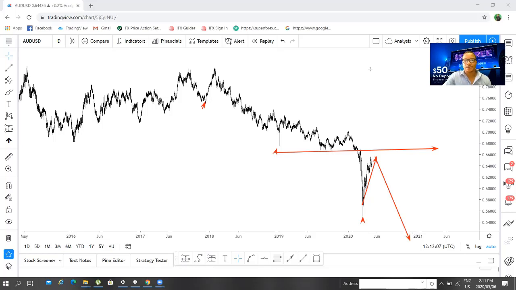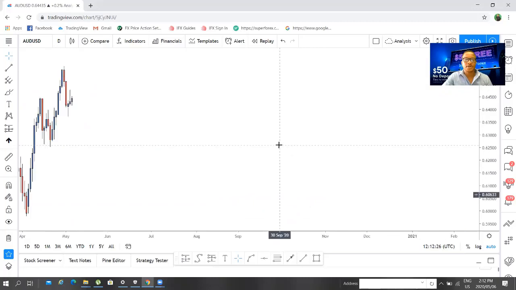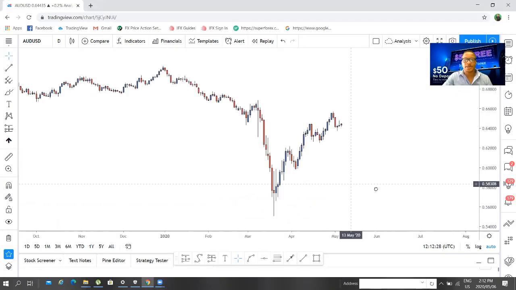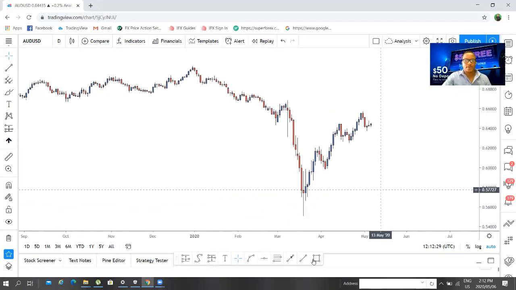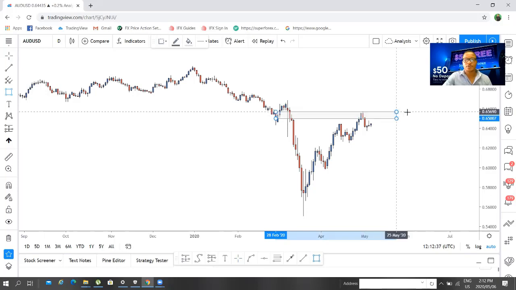Let's see if we can continue on a higher time frame. If we zoom in, we can try to explain any other confluences that we see on this pair. Number one, what I see is an order block there, the last bearish candle before that small bullish movement. We highlight it like that.